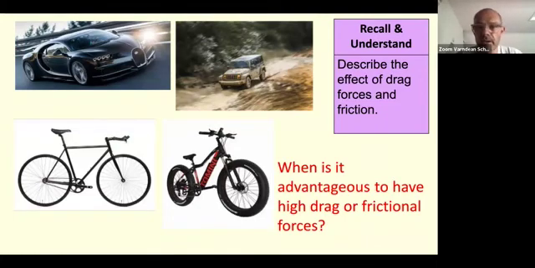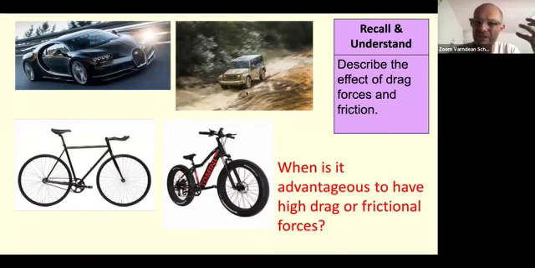So here is a bike with drop handlebars, which allows cyclists to bend down, put their head down and reduce their profile. This is a Bugatti, for those of you that are car enthusiasts, and it is extremely carefully streamlined so that it slips through the air as quickly as it can, because that allows it to have a higher acceleration and a higher top speed.